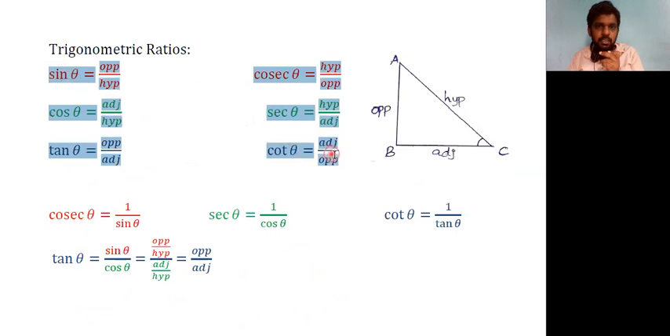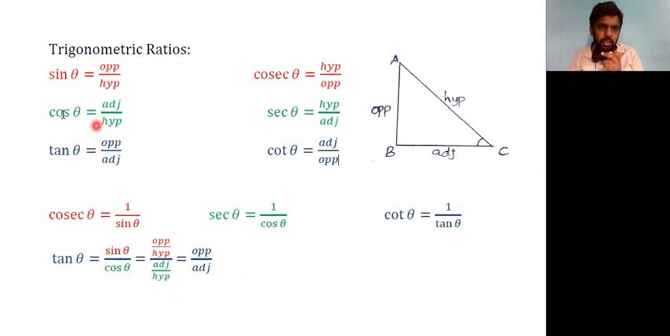So these 6 trigonometric ratios are given by sine theta is opposite by hypotenuse, and cosecant theta is hypotenuse divided by opposite. So you can see a relation between sine theta and cosecant theta, which is cosecant theta is the reciprocal of sine theta. So you can say that cosecant theta is equal to 1 by sine theta, which is why these two are given in the same color.